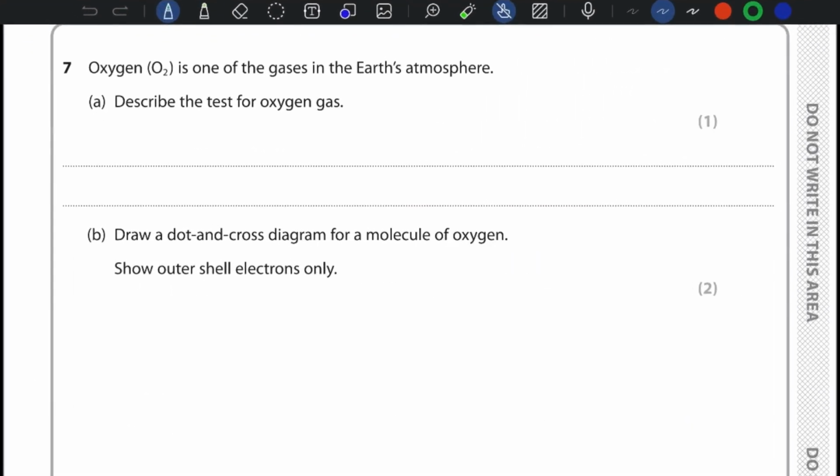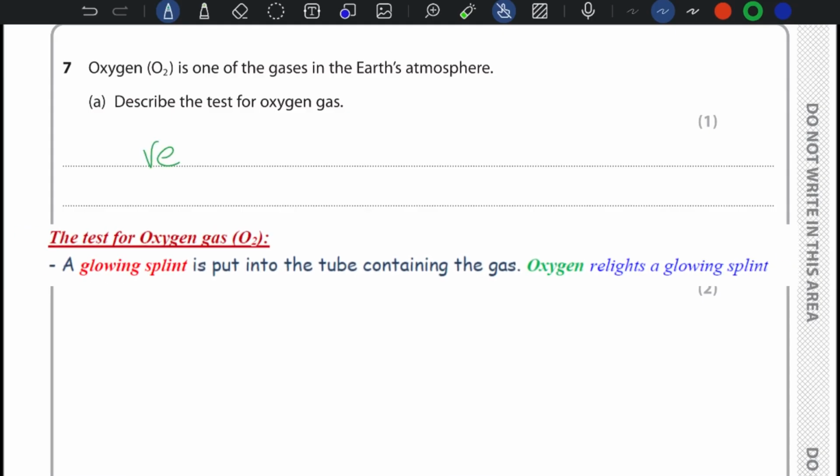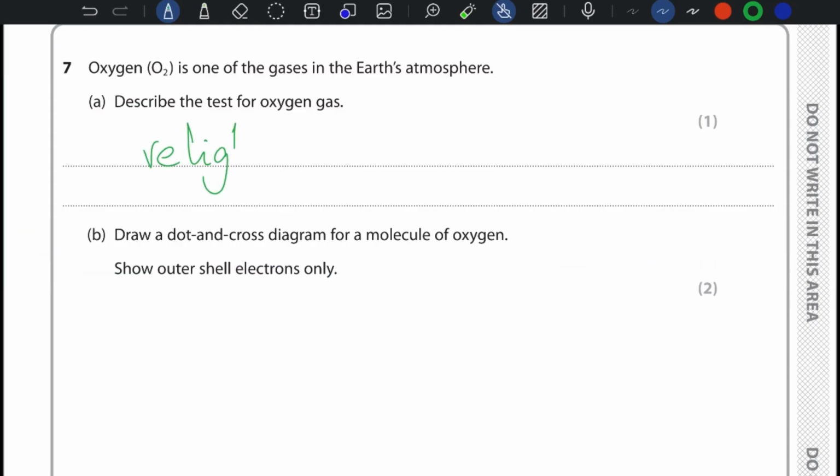Oxygen, O2, is one of the gases in the Earth's atmosphere. Describe the test for oxygen gas. It relights a glowing splint.